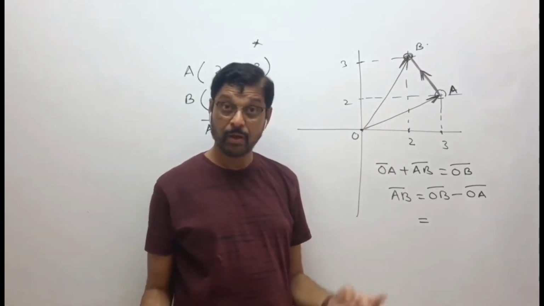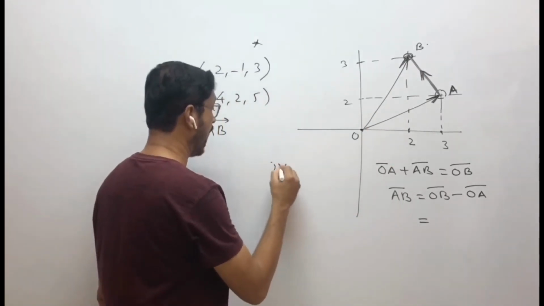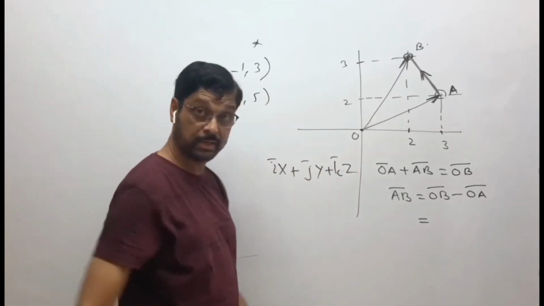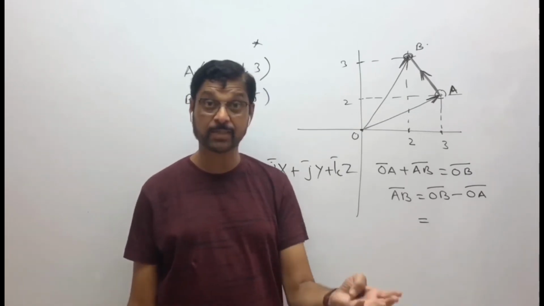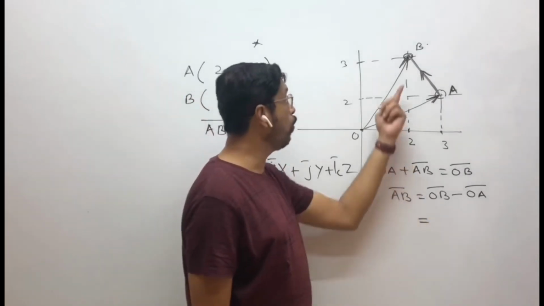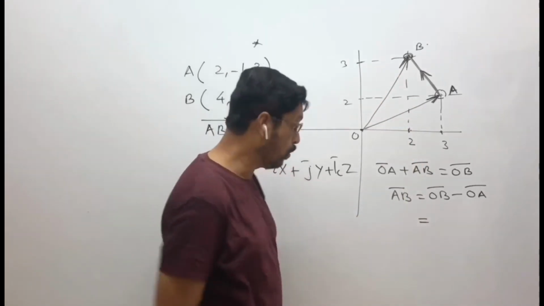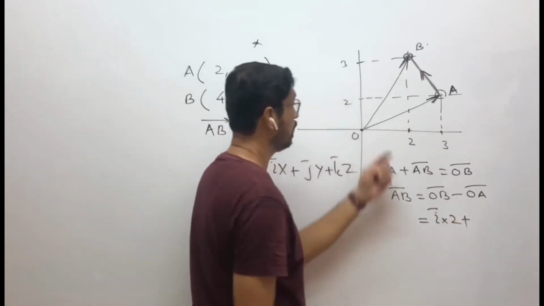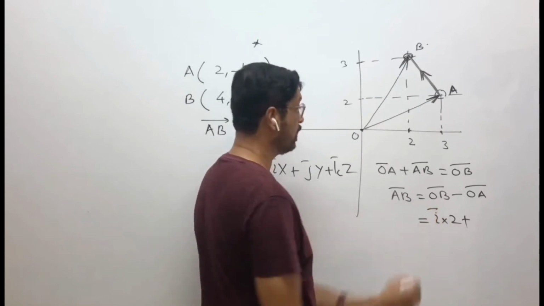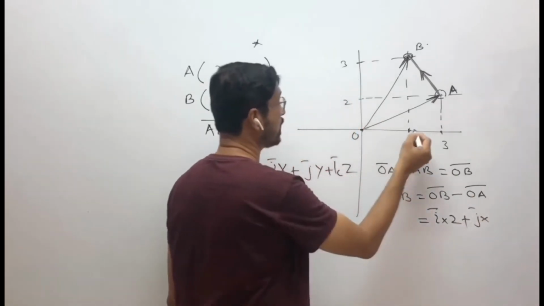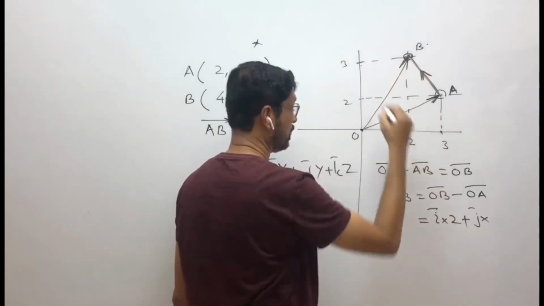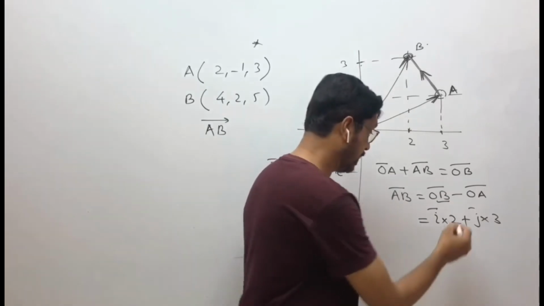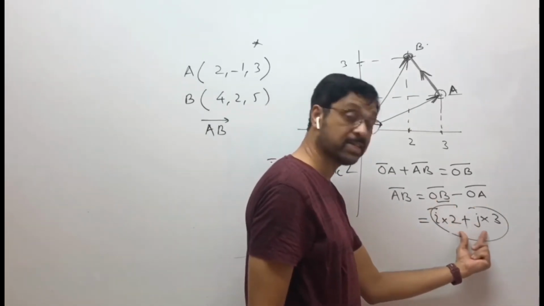Vector can be written as Ix plus jy, और अगर तीन coordinates हैं तो plus kz. Remember that any vector can be written as Ix plus jy plus kz. तो vector OB का x coordinate है 2, तो Ix मतलब 2i plus jy, j into y कितना है vector OB का? y है 3. तो ये vector OB है actually 2i plus 3j. Vector OB is 2i plus 3j.